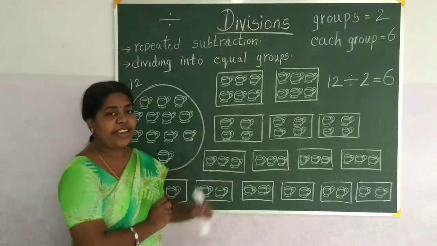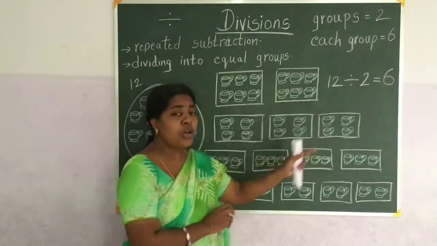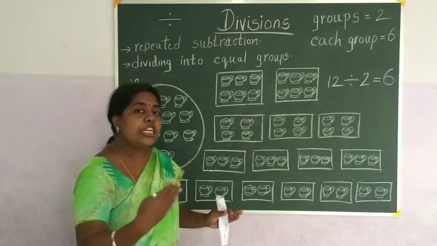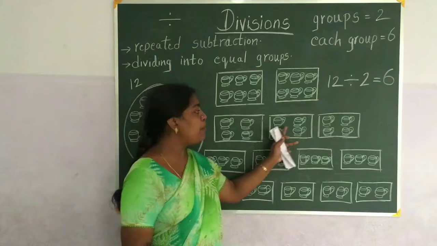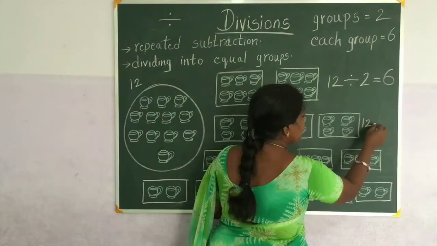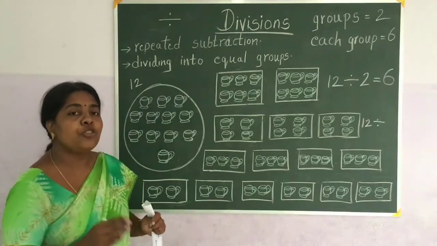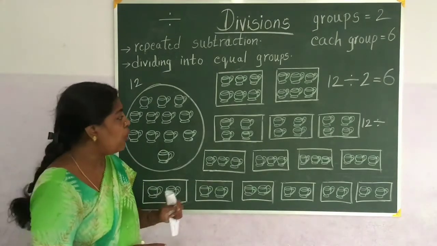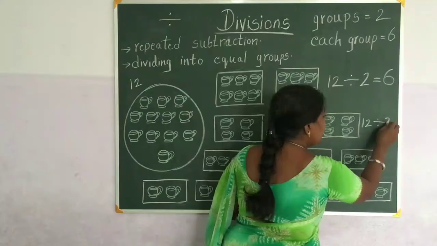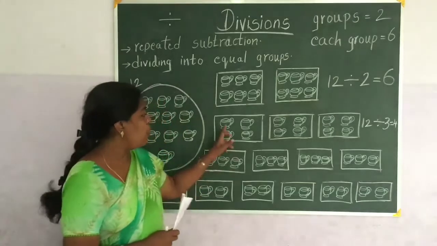Now let us see the second one. Here the 12 cups, I kept in 3 different boxes. How many cups are here? The total number of cups is 12, and I kept those 12 cups into 3 boxes. So how many groups are there? 3 groups. And how many cups are there in each group? 4. 1, 2, 3, 4.